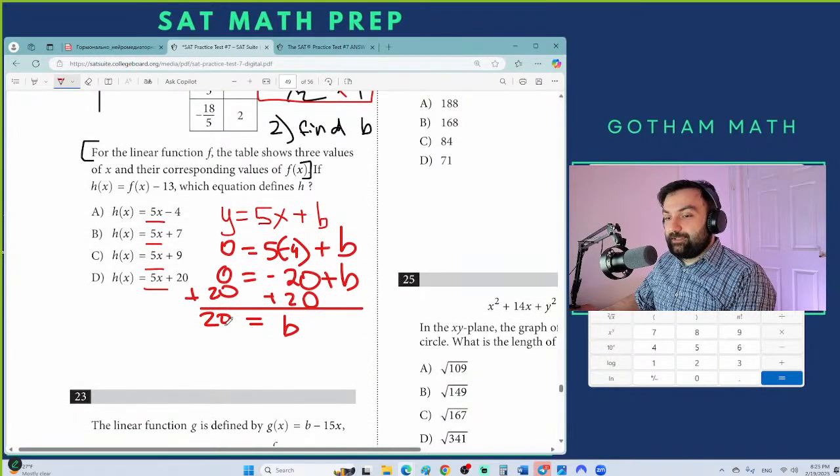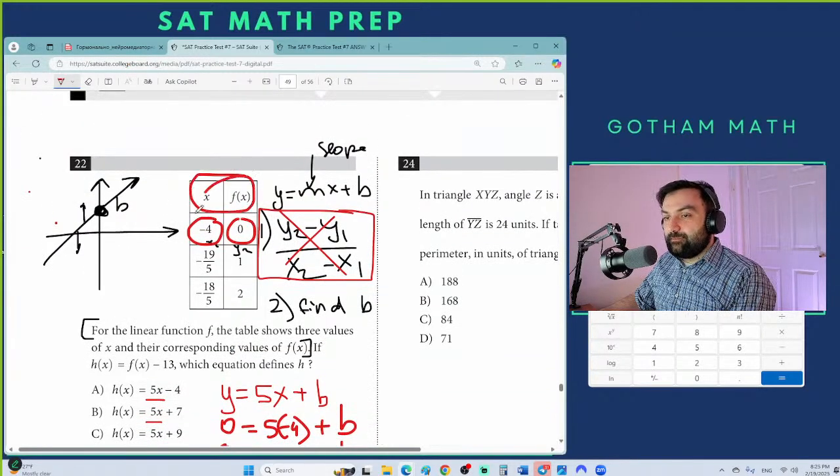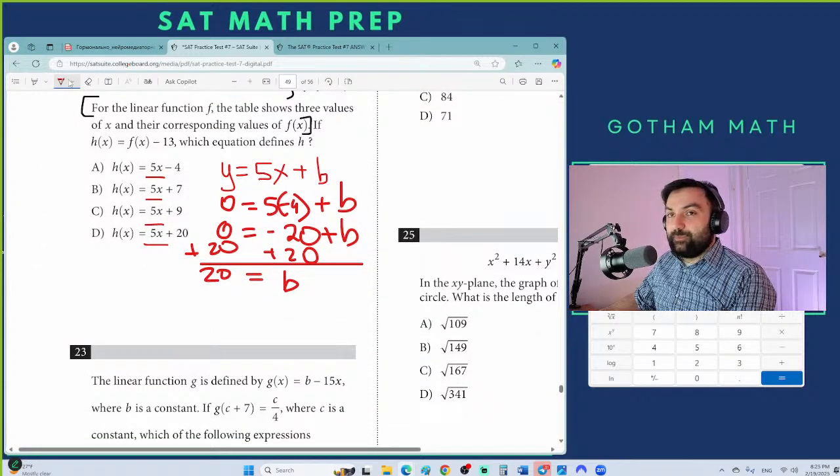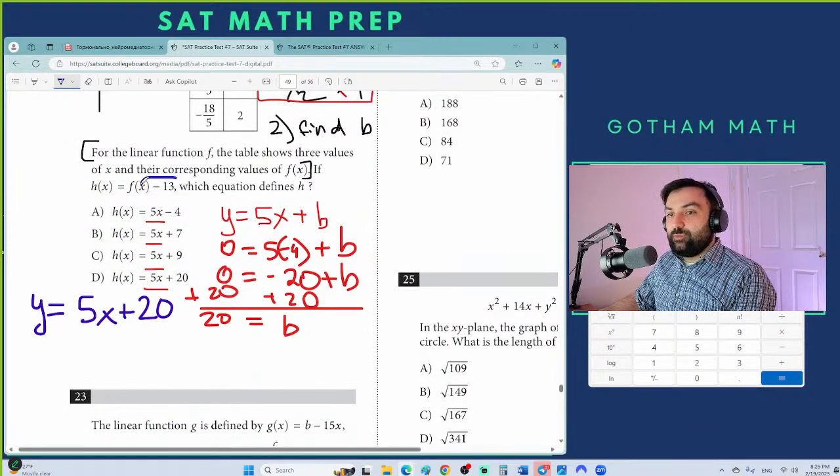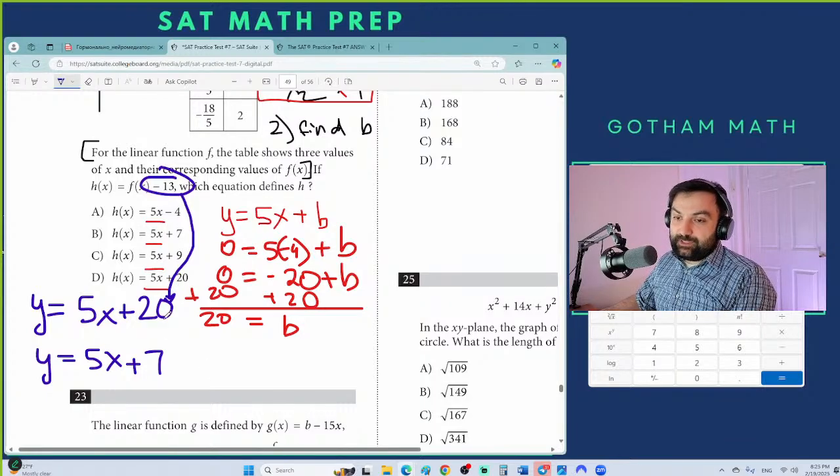And this is not the answer, but this is the y-intercept of fx. So the equation of fx would be, let me put it in a different color, y equals 5x plus 20, which we're going to have to lift down. So basically all we have to do, as easy as it is, is subtract 13 from that 20. This is it. 5x plus 7, right? 20 minus 13 is 7. And this is b.